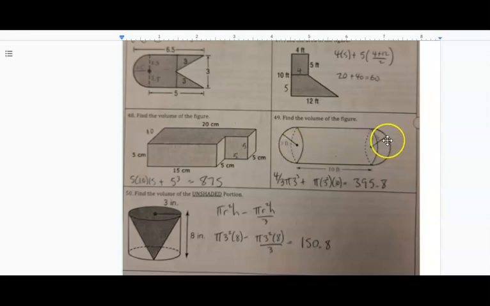49 is a sphere and a cylinder. Here's a hemisphere, here's a hemisphere. You add 2 hemispheres together, you get a sphere with a radius of 3, and then you have a cylinder in the middle with a radius of 3 and a height of 10. It becomes 395.8. 50 is the cylinder minus the cone. That's the unshaded region. The cylinder and the cone have the exact same radius and height, 3 and 8, and it works out to be 150.8.